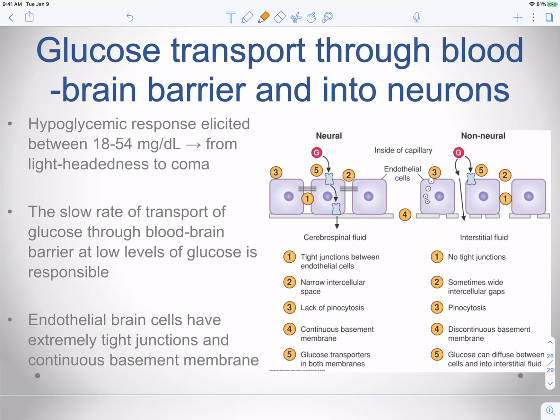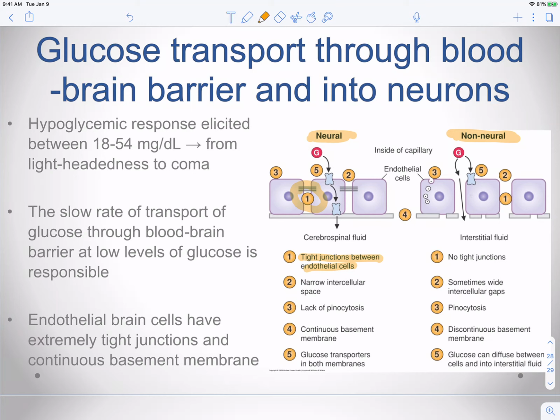This is just glucose transporters in the blood-brain barrier. So what's interesting, you have to keep in mind that the brain is highly dependent on glucose. However, there are a lot of barriers to getting into the brain. And so this picture just shows that. So you have your neural tissue, your blood-brain barrier, as compared to non-neural tissue. And some things to point out. So the first is that neural tissue have tight junctions. And so these tight junctions don't allow things to pass through. So if you wanted to get glucose into the brain proper, you could not go in between cells because of the tight junctions.